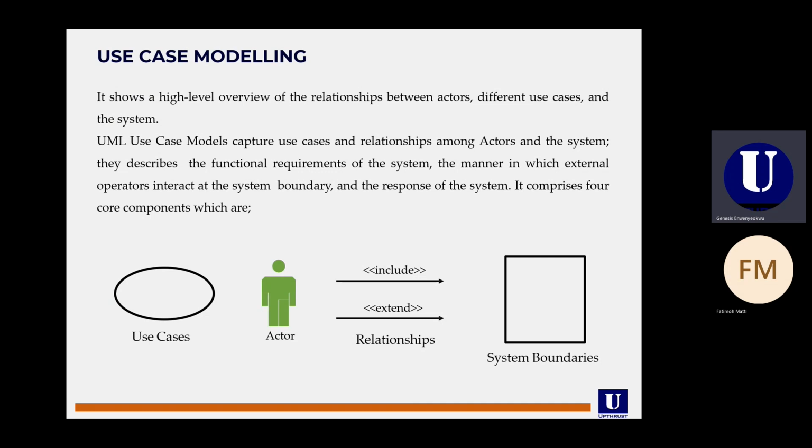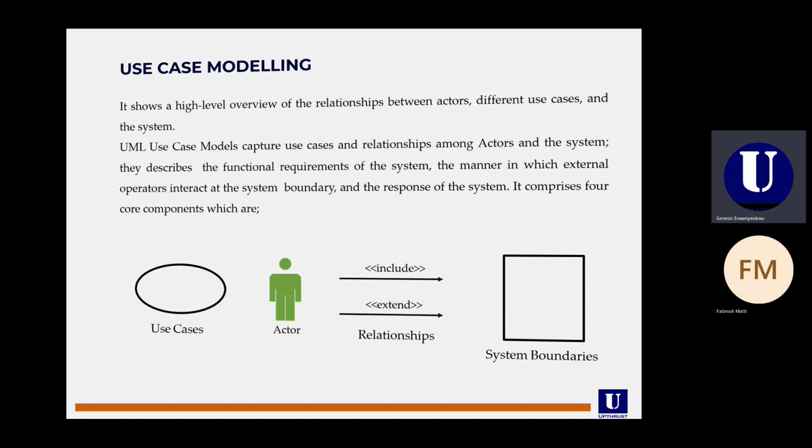And then we have the third component of use case diagram, which is relationships. Relationships help to pass information on the nature of interaction between the use case and the actor, or the actor and another actor, or between different use cases. And then finally, we have the system boundaries. System boundary helps to represent the perimeter, the area under the control or purview of the system.